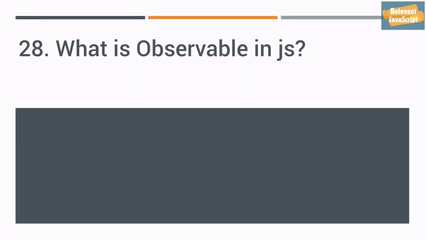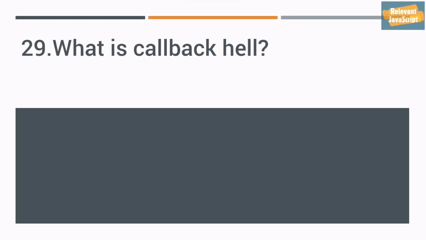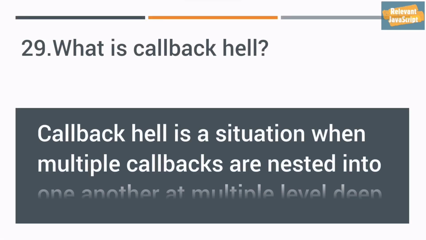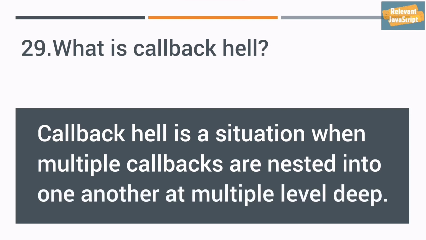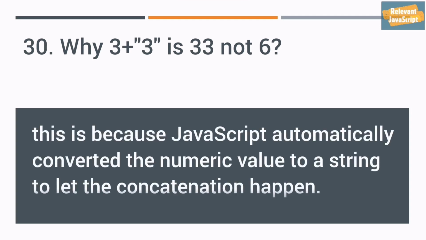Question number 28. What is an observable in JS? An observable is a function that emits multiple values in an asynchronous way over a period of time. Question number 29. What is callback hell? Callback hell is a situation when multiple callbacks are nested at multiple levels deep into one another, and create a mess. Question number 30. Why here 3 plus 3 is 33 but not 6? This is because JavaScript automatically converted the numeric value to a string to let the concatenation happen.